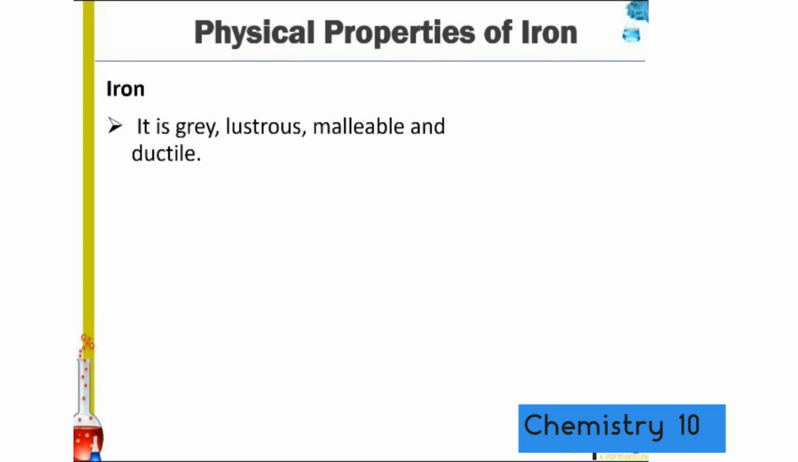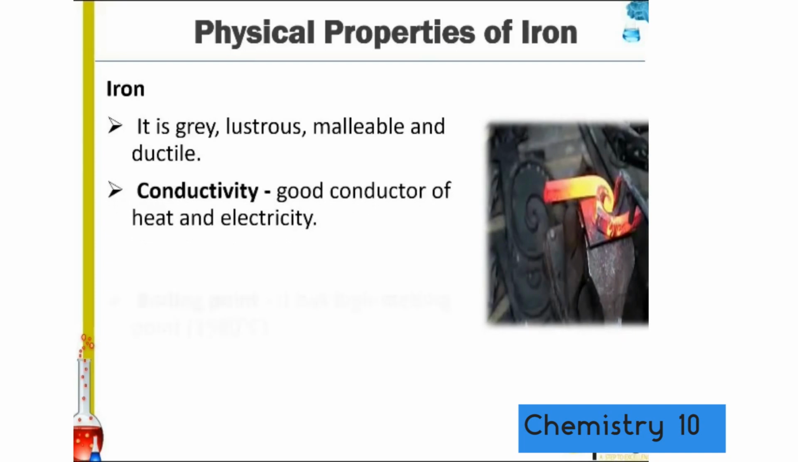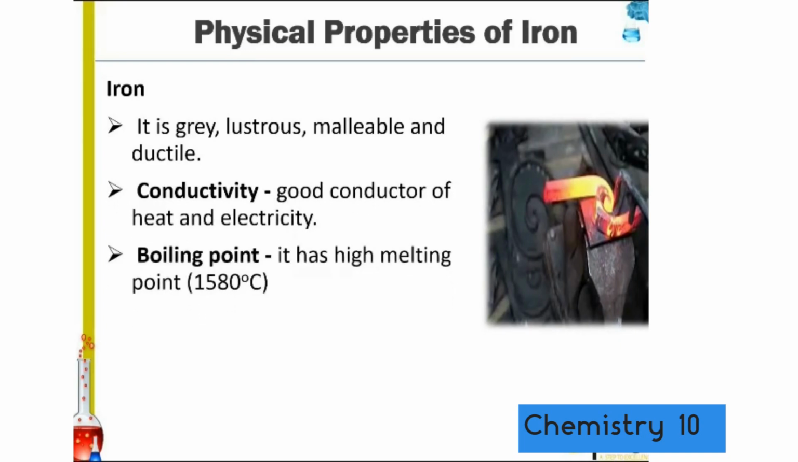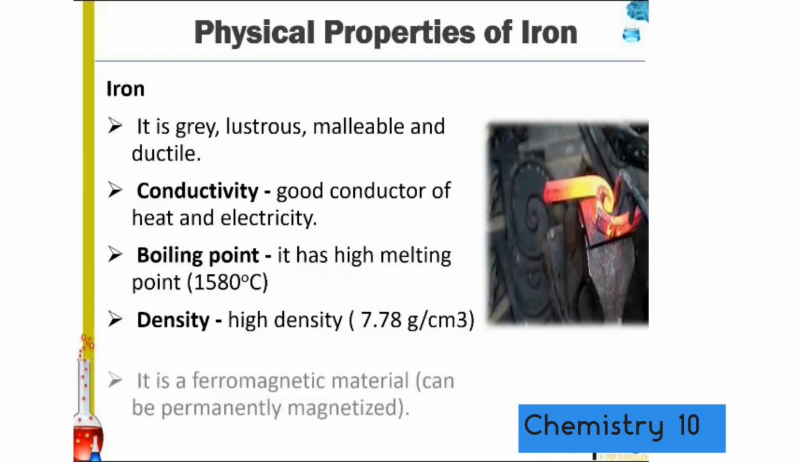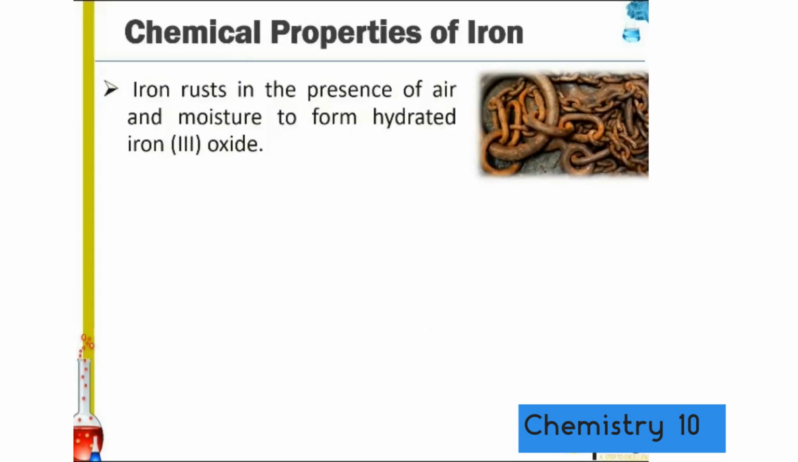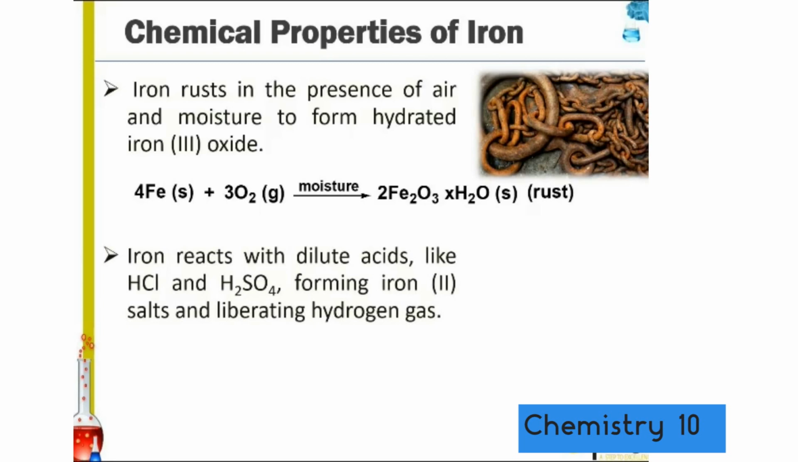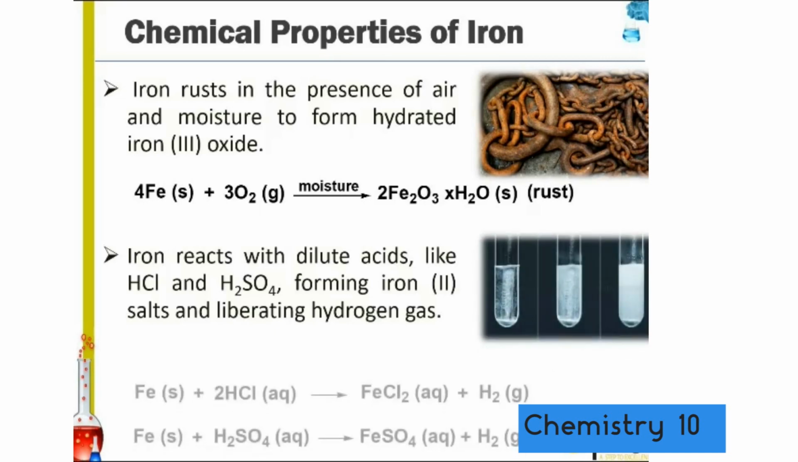Overall, iron is a gray, lustrous, malleable, and ductile metal that is a good conductor of heat and electricity. It has a high melting point of 1,580 degrees Celsius and a fairly high density. It is a ferromagnetic material, meaning that it can be permanently magnetized. Iron is also fairly reactive and will rust in the presence of air and moisture to form hydrated iron(III) oxide. Iron will also react with dilute acids, forming iron(II) salts and liberating hydrogen gas.